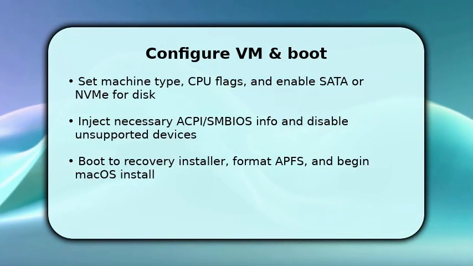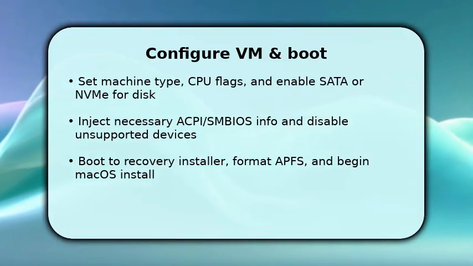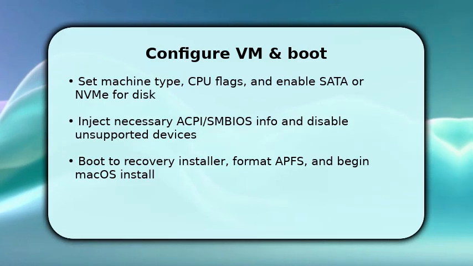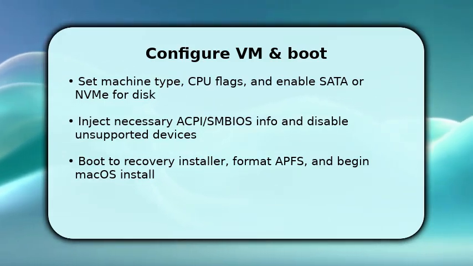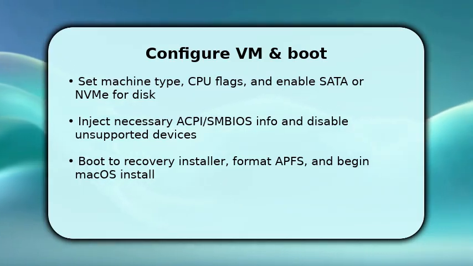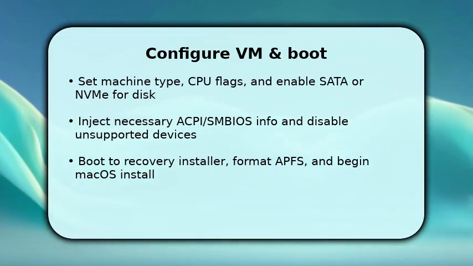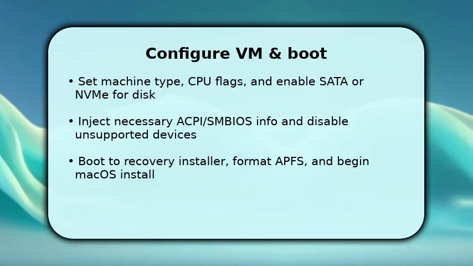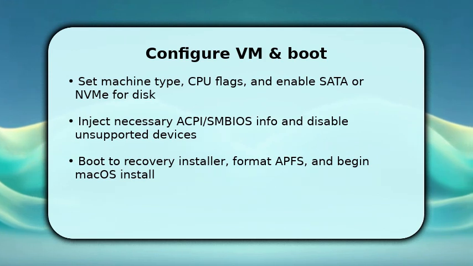Next, refine the VM configuration. Set the machine type, expose necessary CPU flags, and enable a compatible disk controller such as SATA or NVMe so Mac OS recognizes the drive. Inject SMBIOS and ECP values that mimic real Apple hardware and remove or disable devices Mac OS doesn't support. Then boot the VM into the installer, open Disk Utility, format the virtual disk as APFS, and run the installer. This sequence ensures the installer proceeds without kernel panics or missing drivers.